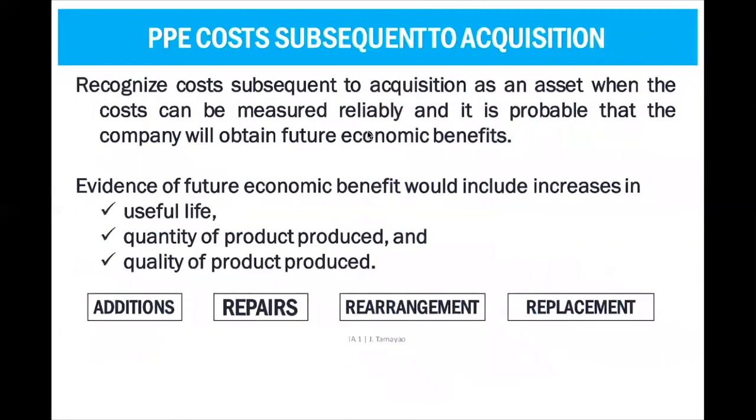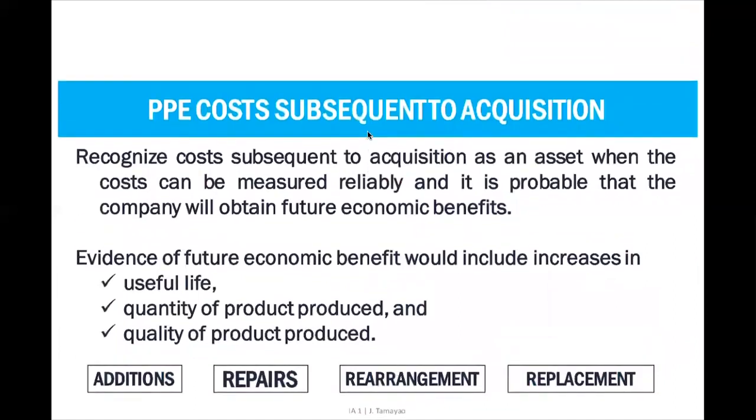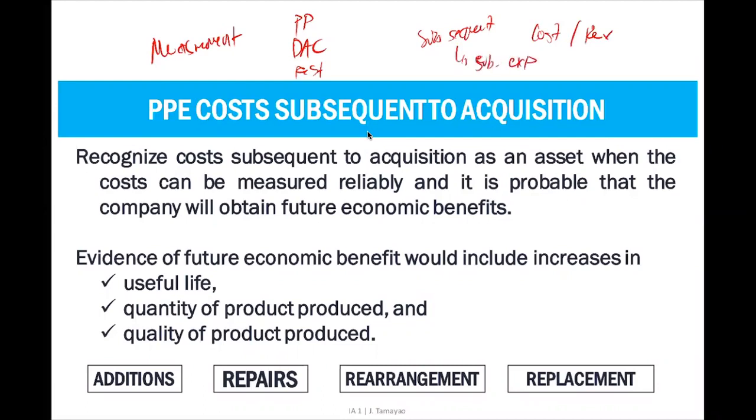Next, we talk about your cost subsequent to acquisition. We're still on your part of your measurement. So we're done with your purchase price. We're done with your directly attributable cost. And we're done with your restoration cost. So we have now your subsequent measurement. So in your subsequent measurement, aside from your cost model and your revaluation model, we also look into your subsequent expenses pertaining to machinery, to land, to building, or subsequent costs pertaining to property, plant, and equipment as a whole.